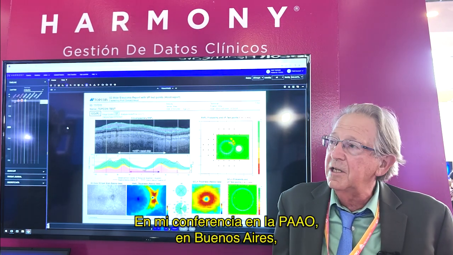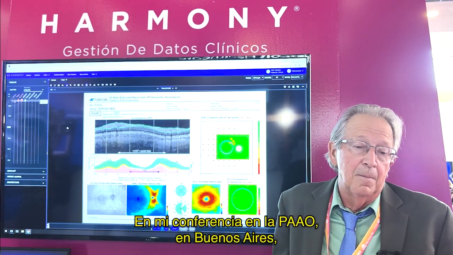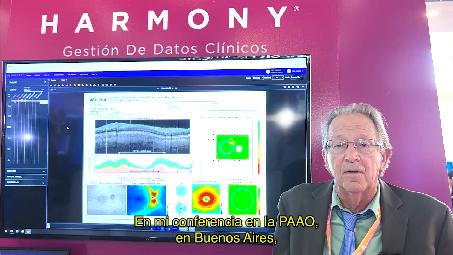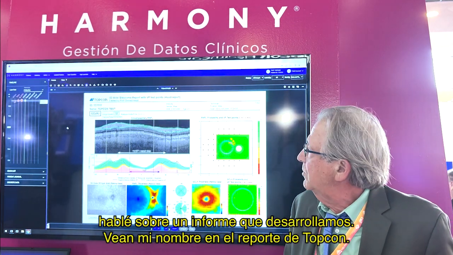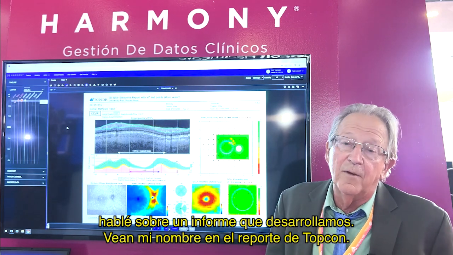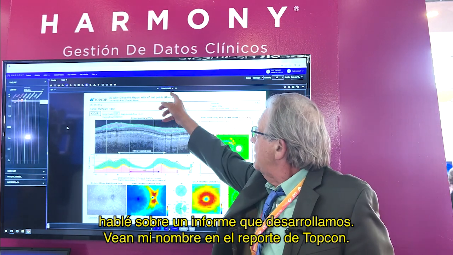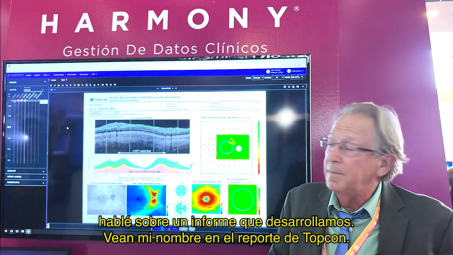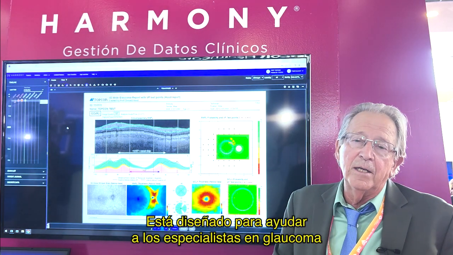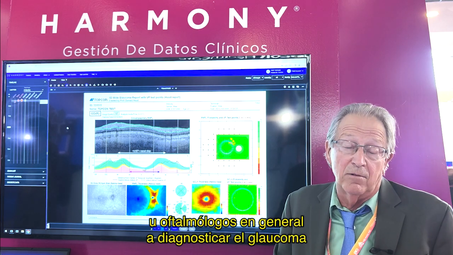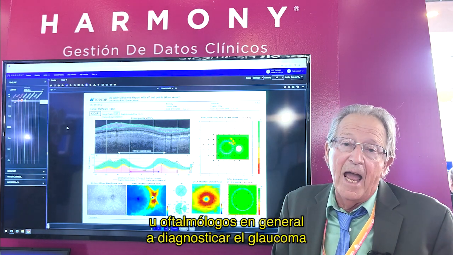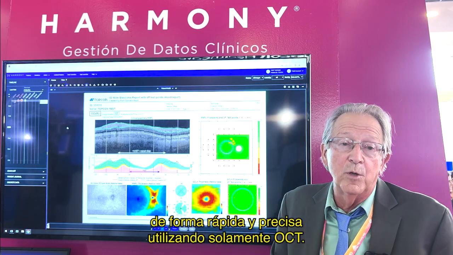I just finished speaking at the Pan American Association of Ophthalmology here in Buenos Aires, where I spoke about a report that we developed. It's got my name on it. It's in the Topcon machine, and it's designed to help glaucoma specialists or ophthalmologists in general quickly and accurately diagnose glaucoma using only the OCT.